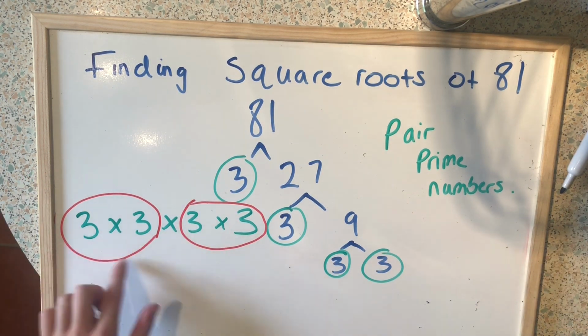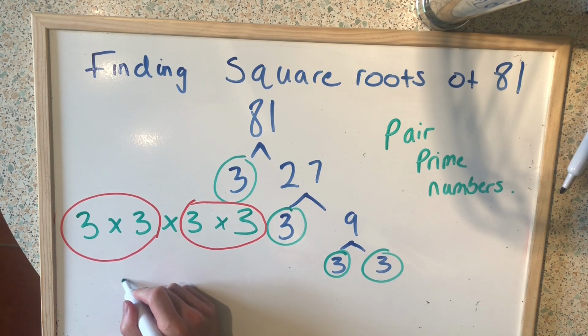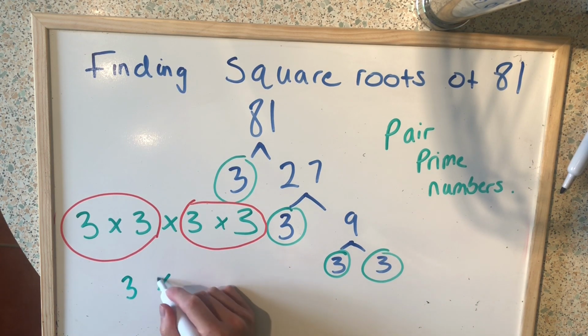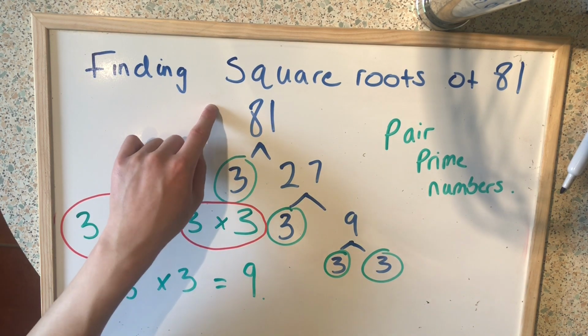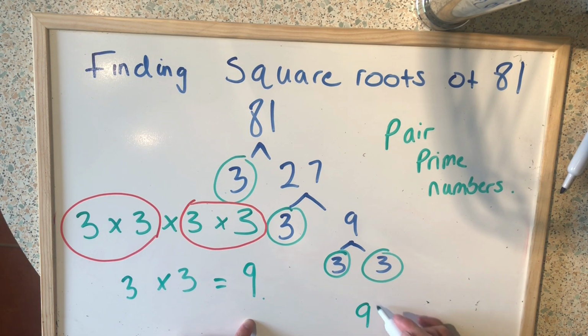Again, just take one number from each pair, so 3 and 3 here. So 3 times 3, we get 9. And 9 is our square root of 81 because 9 squared is 9 times 9, which is 81. So 9 is our answer.